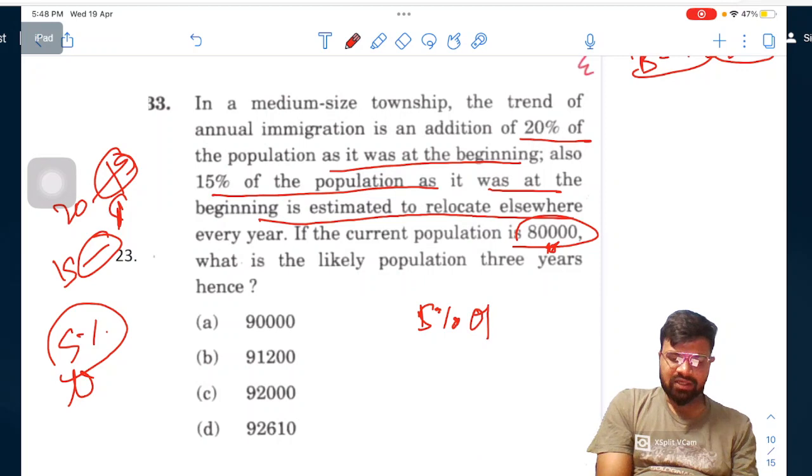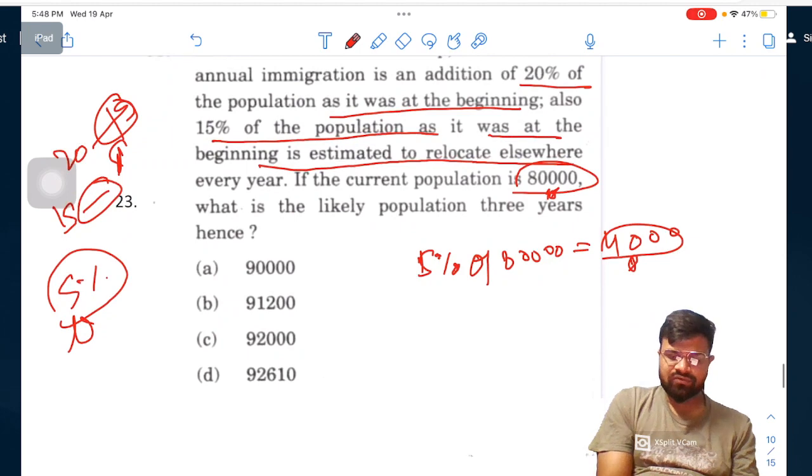5% of 80,000 is nothing but 4,000. So the next year, the population will become 84,000.